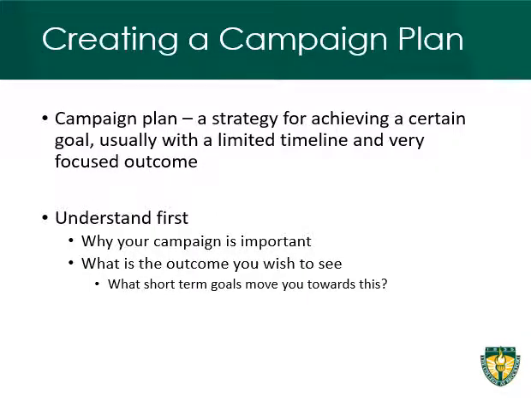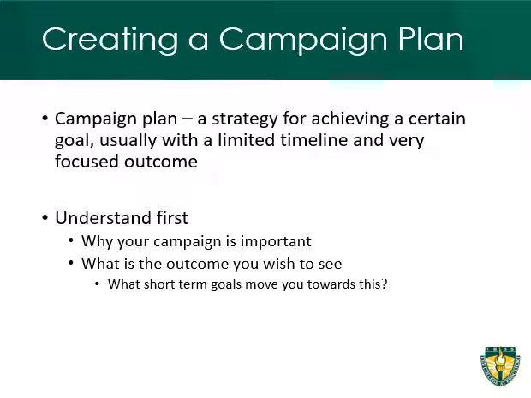So let's get to the nitty-gritty. You've found a social problem you believe should be solved. What's next? The very first thing you need to do is create a plan. We usually call these campaigns. A campaign is a strategy for achieving a specific goal. They usually have a timeline and an identified outcome.